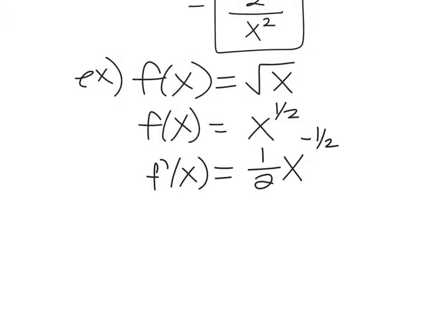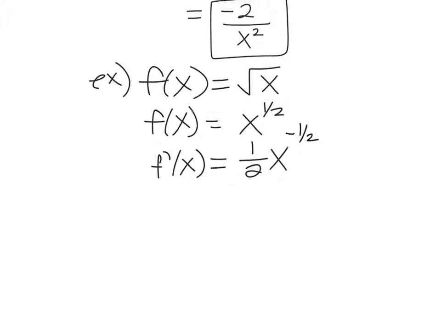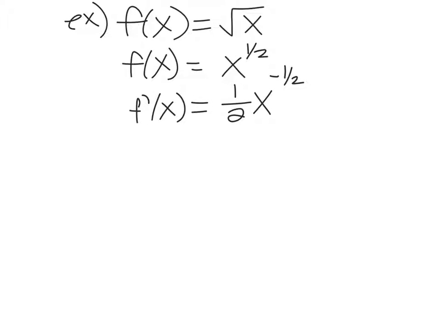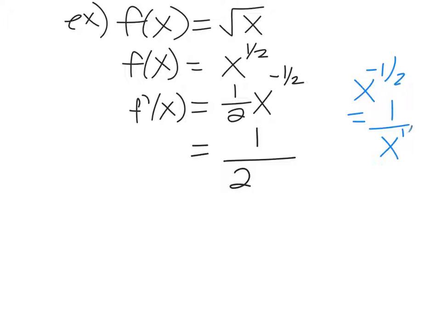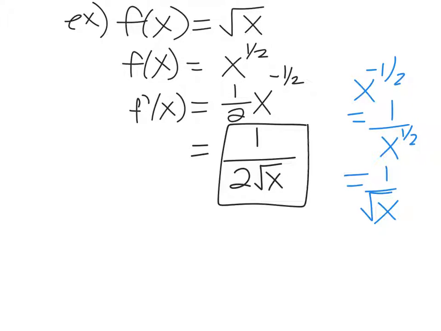Then this looks pretty ugly, and we have to fix it. Here's where your algebra skills are going to be really important. This right here becomes 1 over 2. And x to the negative 1/2 is really 1 over x to the 1/2, which is really 1 over rad x. So this becomes 1 over 2 rad x, and you do not need to rationalize your answer.